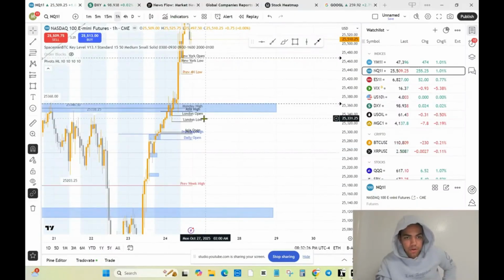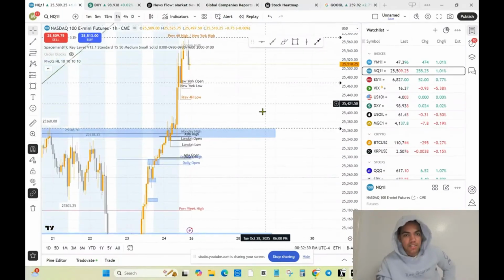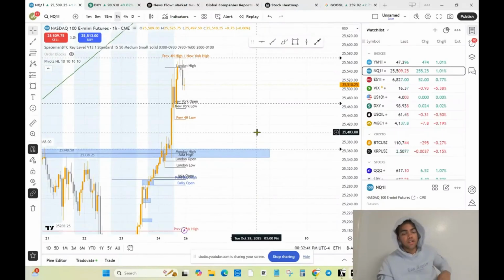Right? Your London open, London low, Asia open, previous day, the daily open, now what it opened on. This is when it opened right here for the day. It started here. All right? Previous week high. So it basically has the highs and lows of each session and the open.